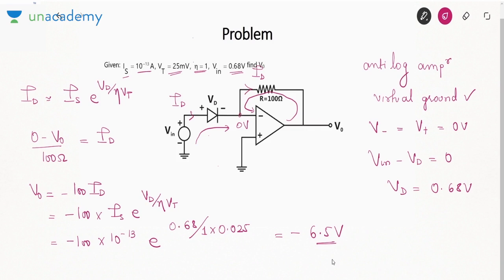Okay. It is a simple anti-log amplifier, but you don't have to memorize the relation. Just apply the concept of virtual ground and the diode current relation and you can find out the value of output voltage. Okay. This much is fine. So let us move on to the next problem.